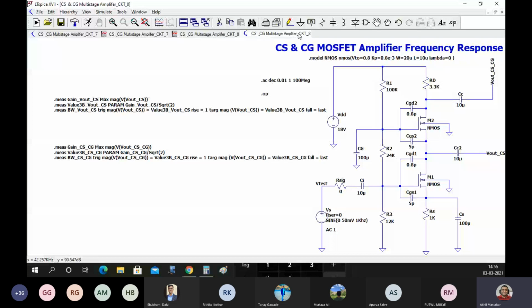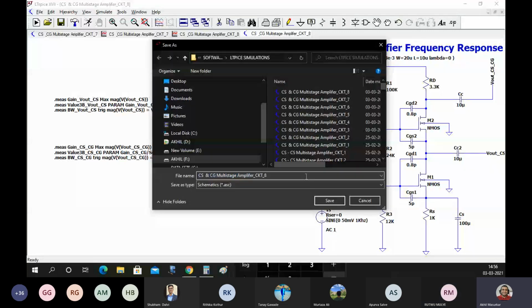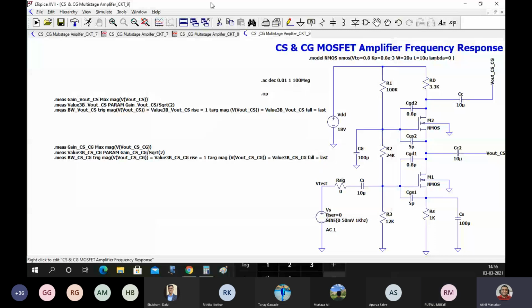No. So first, wait a minute. I will just save this circuit as circuit 9. Now what I do here is that I remove this, I move this thing from here to here and put it at the output. Did you understand what I did? Yes, sir.